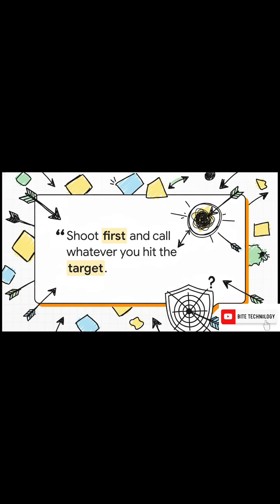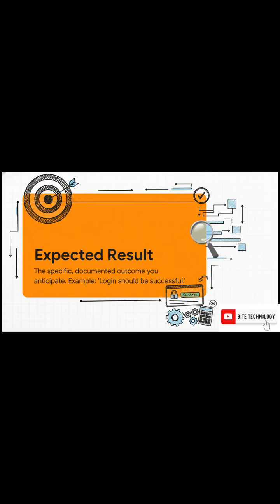Yeah, that kind of says it all, doesn't it? You can't just shoot first and call whatever you hit the target. That is exactly the kind of mess we're trying to avoid. We absolutely have to define our target before we even think about running the test. And that target is our expected result.